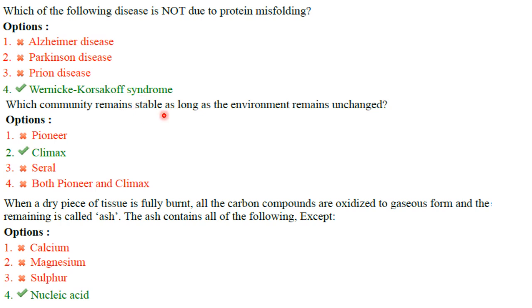Which community remains stable as long as the environment remains unchanged? It is the climax community that remains stable. When a dry piece of tissue is fully burnt, all the carbon compounds are oxidized to gaseous form and the remaining is called ash. The ash contains all of the following except. So it will contain calcium, magnesium, sulfur, but nucleic acid will not be found.